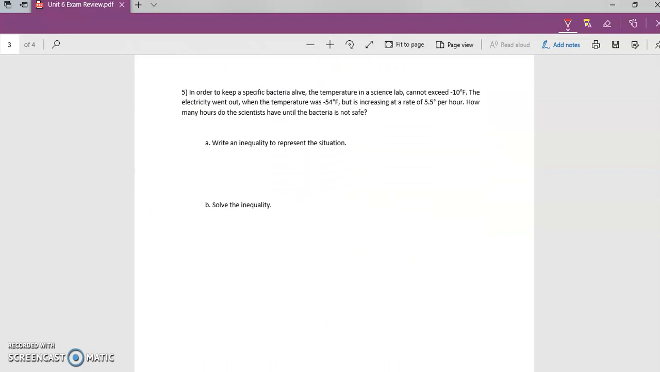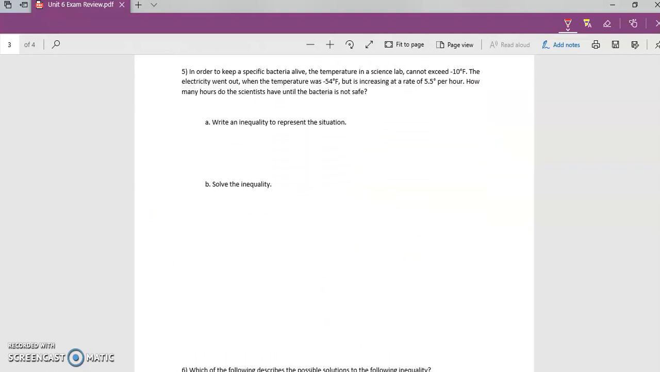For number 5, this is a word problem. So it says, in order to keep specific bacteria alive, the temperature in a science lab cannot exceed negative 10 degrees. The electricity went out when the temperature was negative 54, but it's increasing at a rate of 5.5 degrees per hour. So then it says, how many hours do the scientists have until the bacteria is not safe?